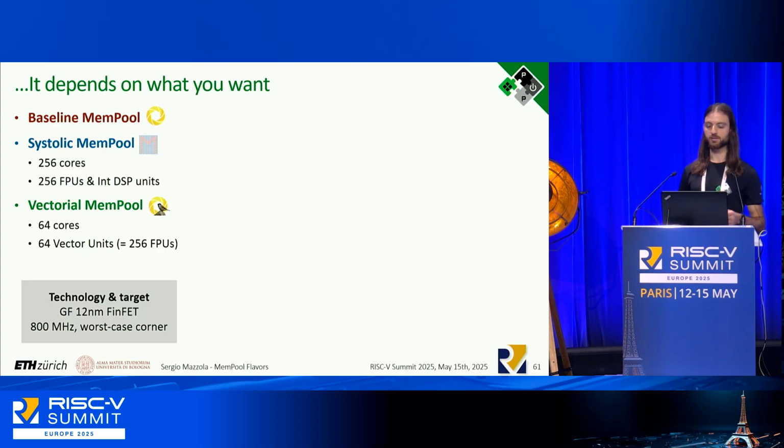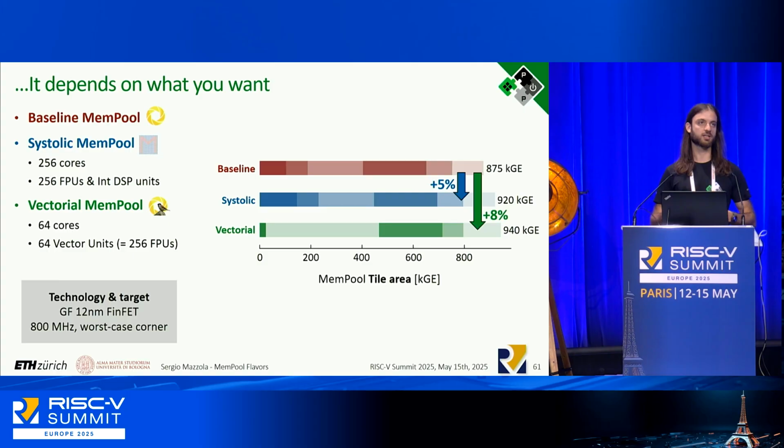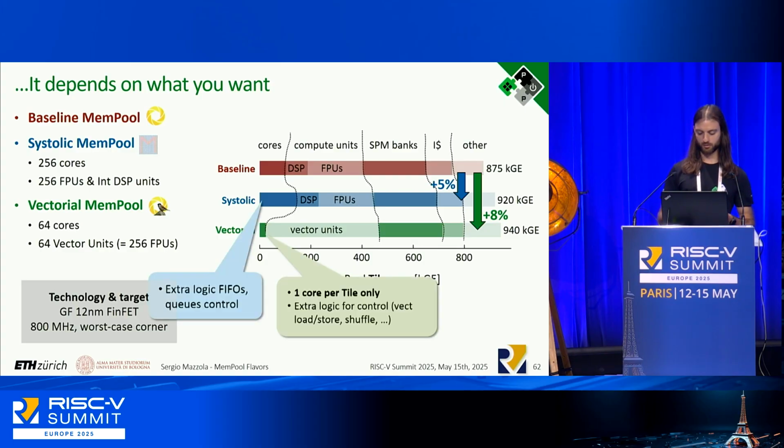To explain this, let's take a look at the MemPool tile area. As you can see here, we can swing across the several MemPool flavors without too much area overhead. But the trade-off is really clear when we look at the area breakdown, because we realize that, for example, the vectorial flavor spends much less hardware on the versatility functionalities of MemPool, because we have only one general-purpose core per tile.